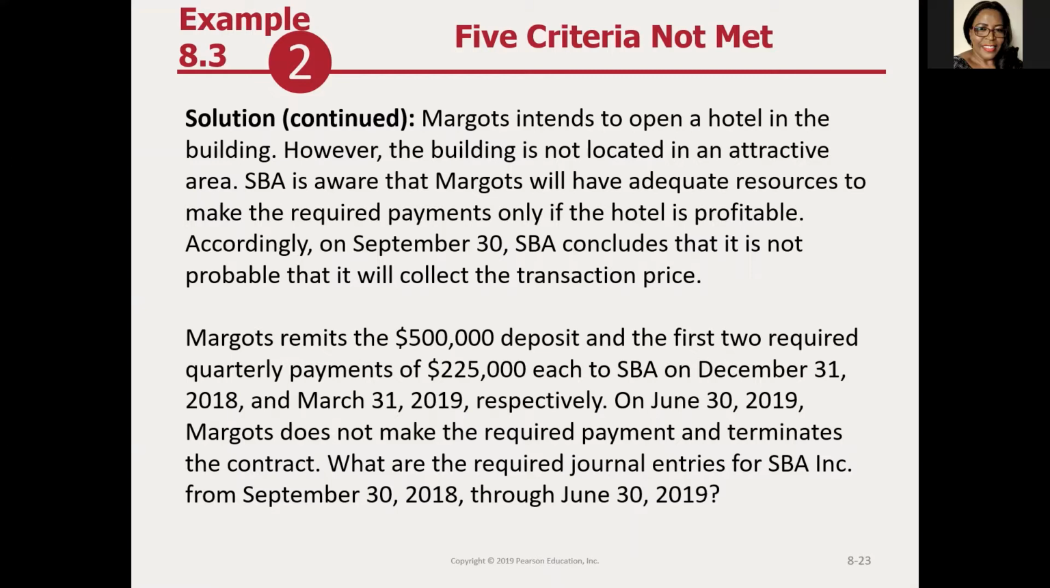So Margaret remits the $500,000 deposit and the first 2 required quarterly payments of $225,000 each to SBA on December 31st and then again on March 31st, 2019. On June 30th, 2019, Margaret does not make the required payment and terminates the contract. What are the required journal entries for SBA Incorporated from September 30th, 2018 through June 30th, 2019?